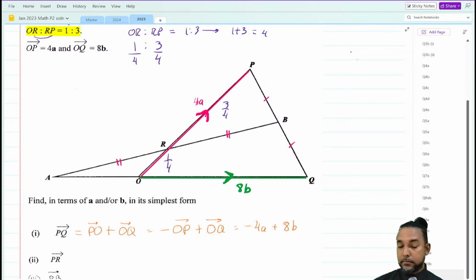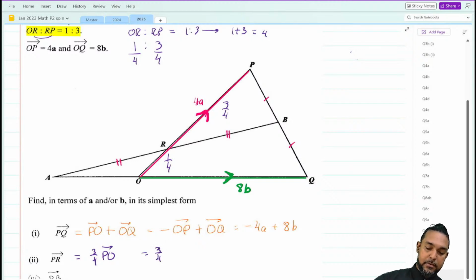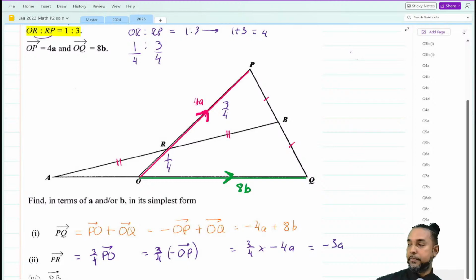All right. So PR is equal to 3/4, fraction 3/4 of PO. And we know that PO is the inverse of OP, so 3/4 of minus OP. That's 3/4 multiplied by minus 4a, which is just minus 3a.